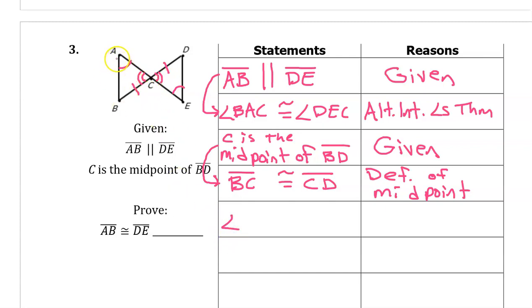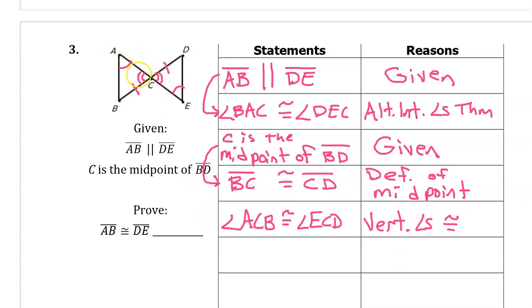So we will say angle ACB is congruent to angle ECD. And the reason will be vertical angles are congruent. All right, that's why we marked them, because they were vertical angles. So vertical angles are congruent.